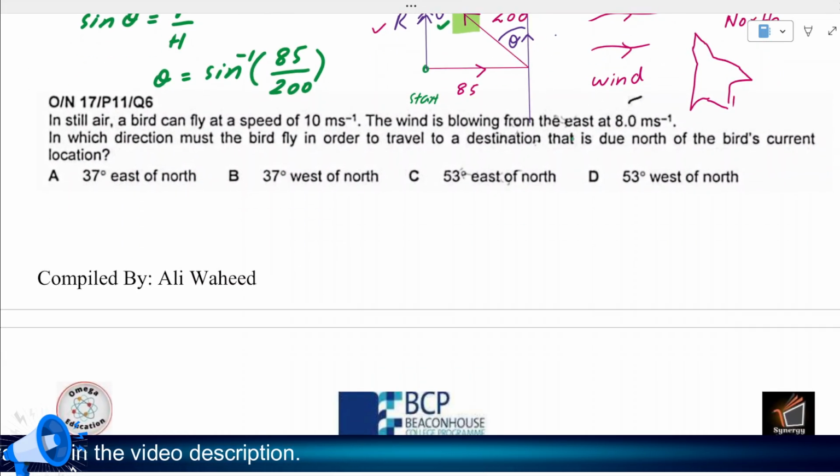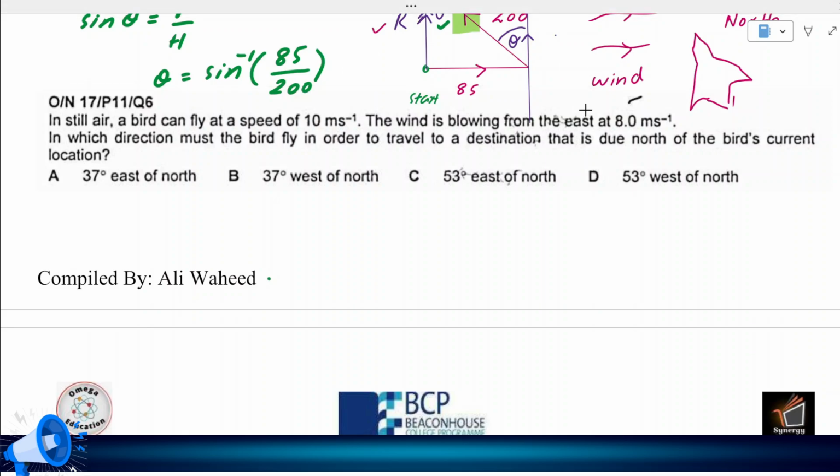Okay, now I'll draw the diagram for the second one. How many vectors do we have? We have 3 vectors. In still air, a bird can fly at a speed of 10 meters per second. In what direction? We don't know. So forget about this one. The wind is blowing from east at a speed of 8 meters per second. Now this one is a good boy. We know the magnitude, we know the direction, so I can easily draw this one first.